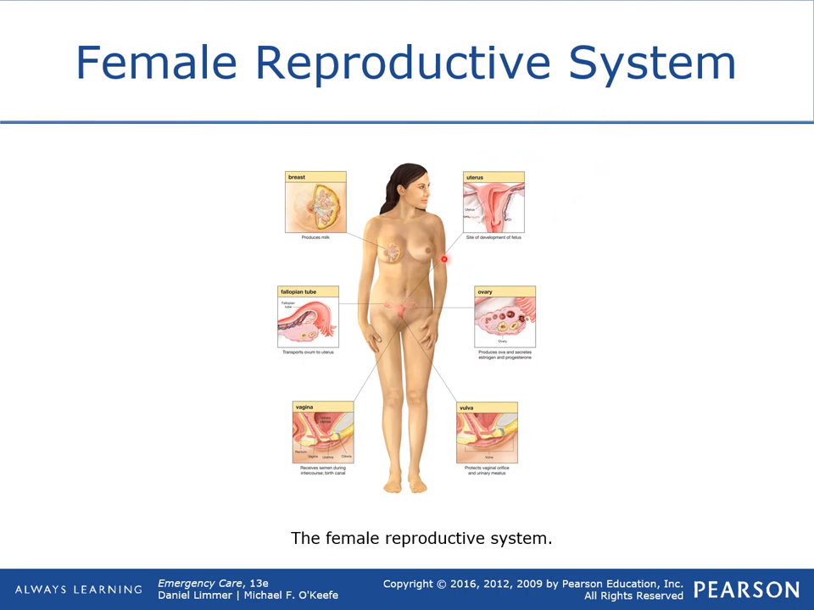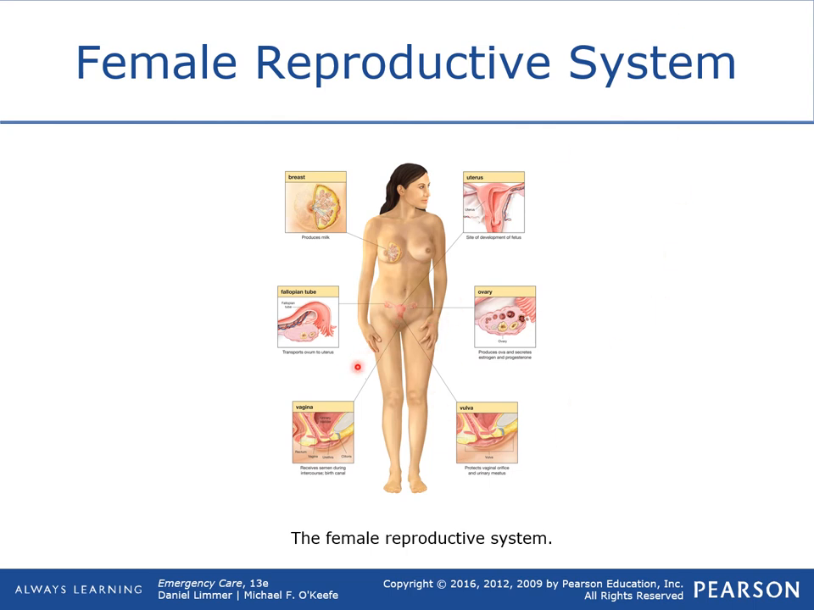The uterus, its main job is to be the site of development for a fetus. We're going to be discussing that a whole lot more in our OBGYN lecture, so we aren't going to really talk about that too much right now. And then moving on, we have that as a full system, and then you have the cervix that separates the vagina from the uterus and fallopian tubes and ovaries.